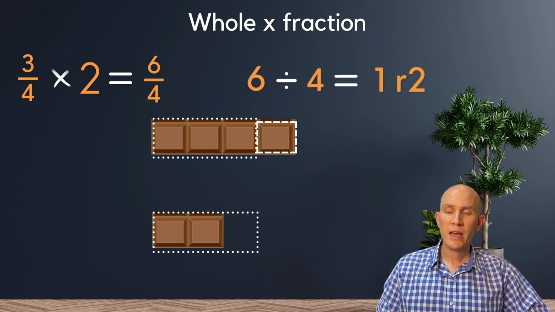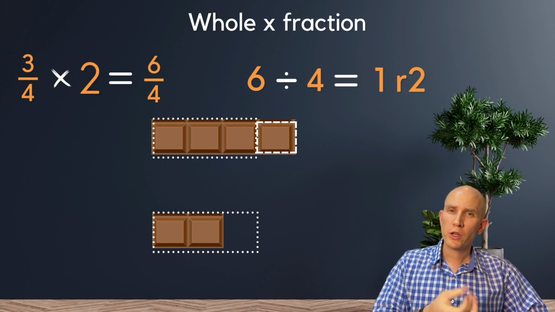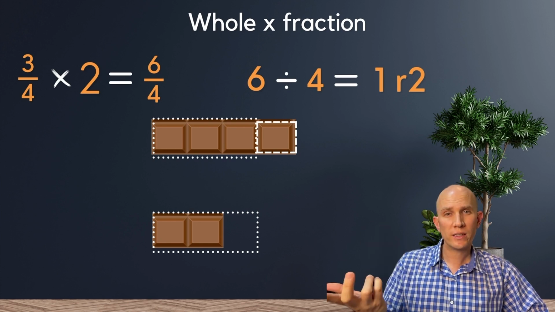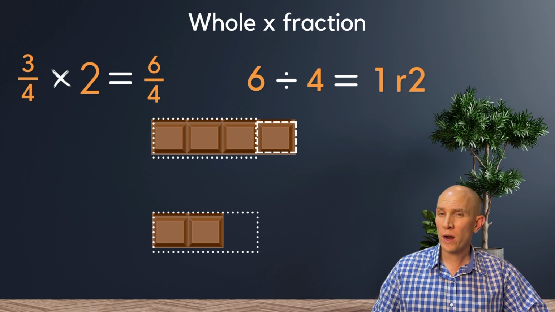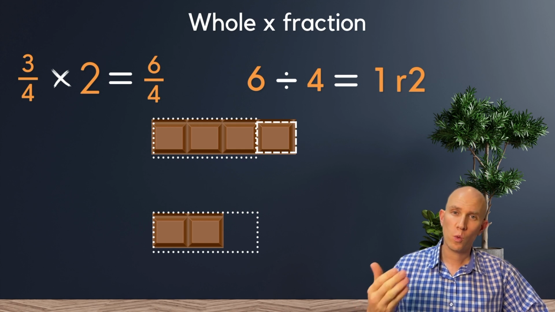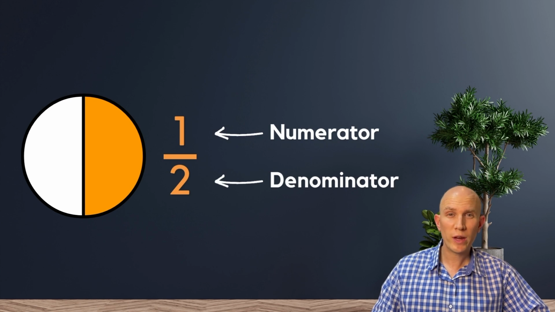Mathematically, what you'll do here is you'll take my 6 pieces and you'll divide it by 4. So 4 can go into 6 once, and there's a remainder of 2 pieces. So this is also the same as 1 whole and 1/2, because there's half a chocolate left. 2 out of 4.